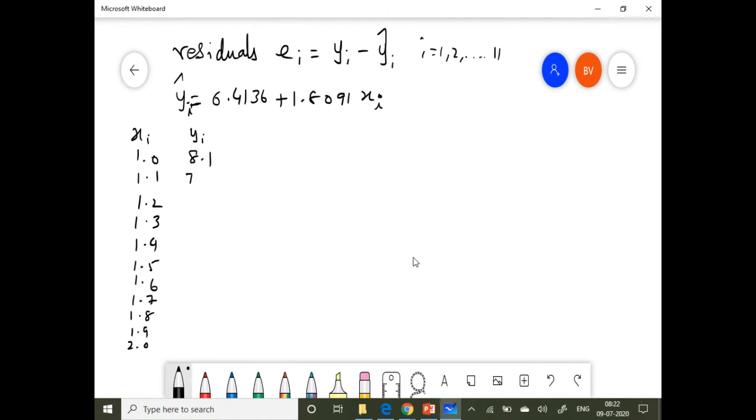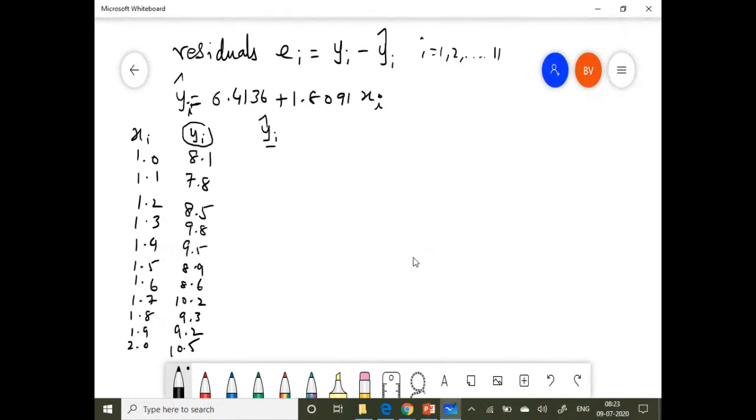Yi: 8.1, 7.8, 8.5, 9.8, 9.5, 8.9, 8.6, 10.2, 9.3, 9.2, 10. These are given information. We are going to find yi cap. Then the difference between this term and this term is our residual.